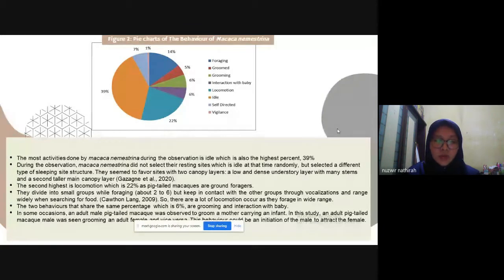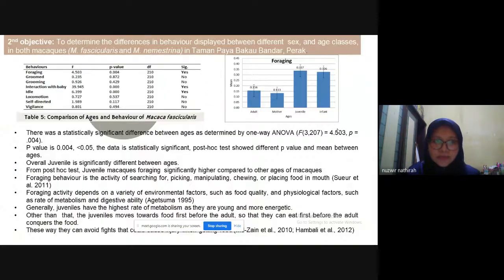The second highest is locomotion, which is 22%, as pigtail macaques are ground foragers. They divide into small groups while foraging but keep in contact with the other groups through vocalization and range widely when searching for food. The two behaviors that share the same percentage, which is 6%, are grooming and interaction with baby. On some occasions, an adult male pigtail macaque was observed to groom a mother carrying an infant. In this study, an adult pigtail macaque male was seen grooming an adult infant and vice versa. This behavior could be initiation of the male to attract the female.